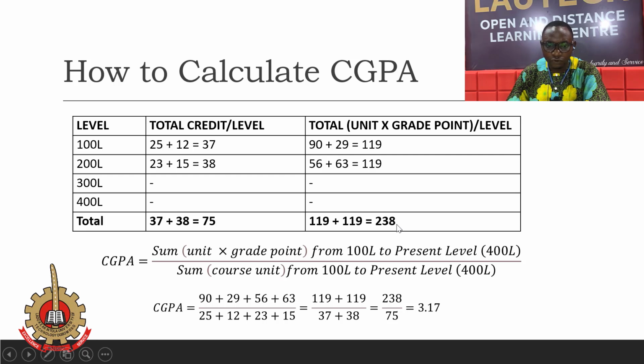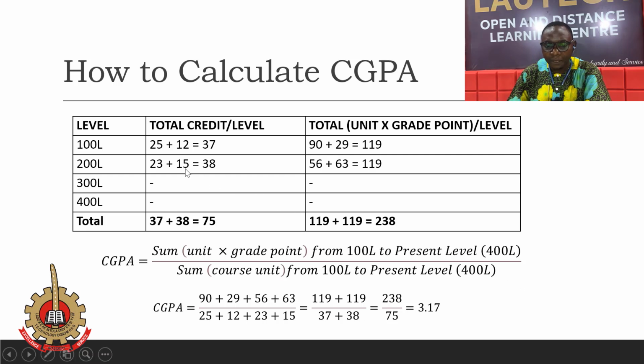And also for the total credit that you have registered for, 75. You now divide 238 by 75. Then you will have your 3.17 as your CGPA at the end of 200 level second semester.